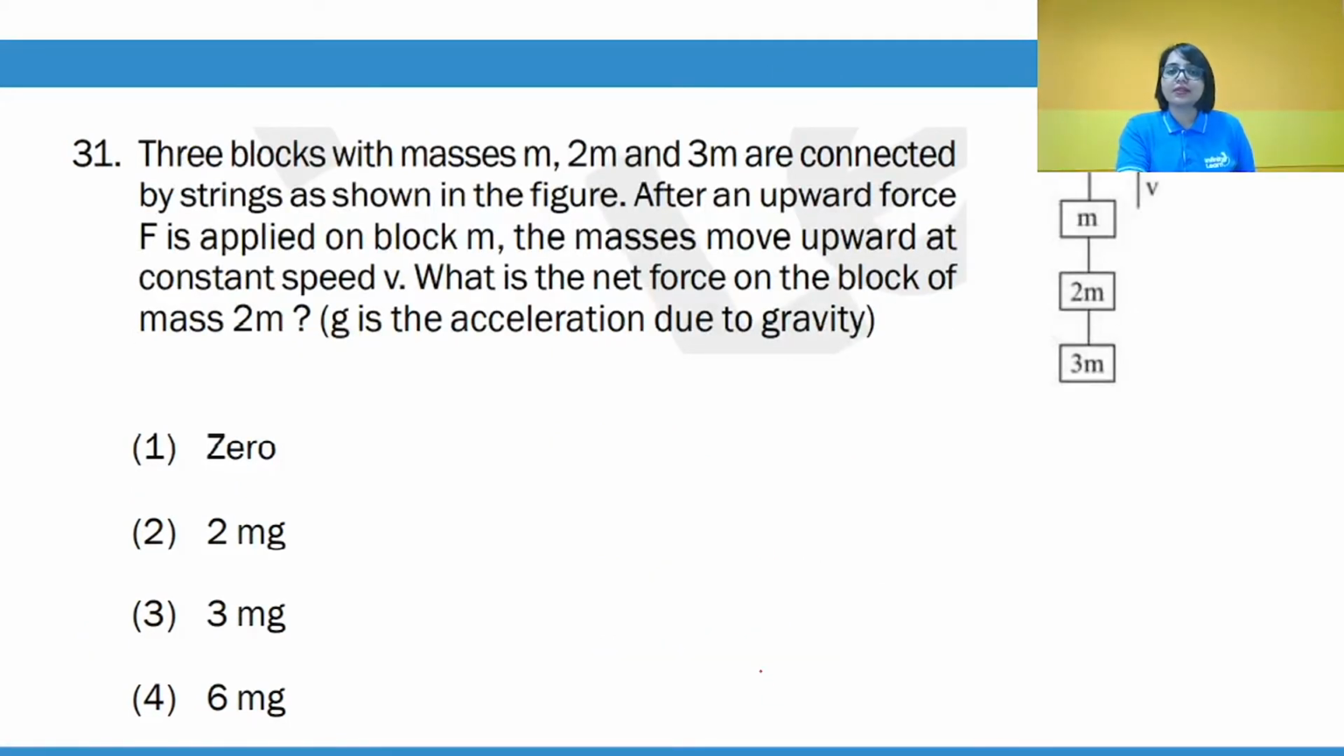Next is, this is the system, and the system is moving in the upward direction with constant velocity. So we need to find the net force on the block of mass 2m. So the system is moving upwards with constant velocity, right? So net force on the particle will be 0. Why? Because if it is moving with uniform motion, then acceleration will be 0. So the correct answer is option 1.